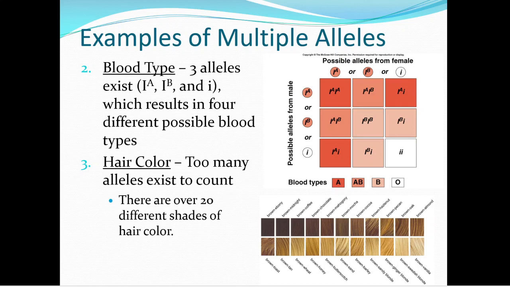Now, notice the i is lowercase, and that's because O is very rare, but O is also recessive. So if any of the other ones are present, then you just end up with the first letter. Such as with me, both my parents are A, and so I ended up with 2 A's, okay?